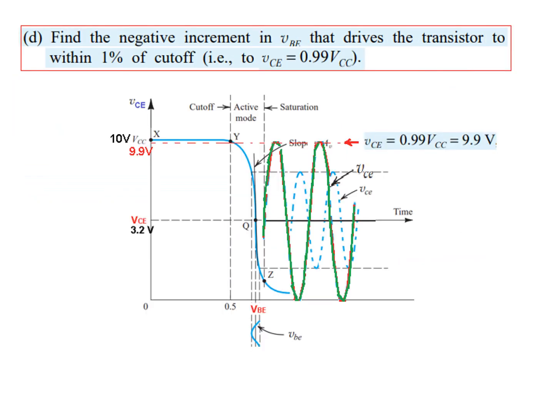And similar is part D, but here we have to find the negative increment in VB. Now we'll increase this in the negative side, and when we increase VB in the negative side, then VCE will increase, the positive side will increase. That drives the transistor to within 1% of the cutoff. So 1% of the cutoff is actually this line. VCE is 0.99 of VCC, and VCC is 10, therefore VCE will be 9.9 in this case.